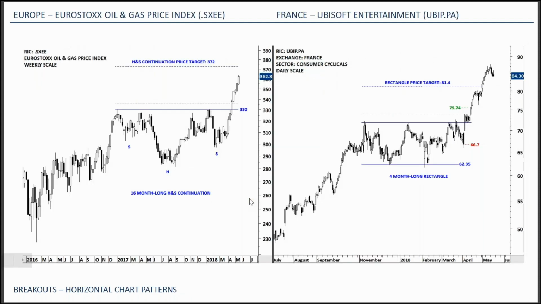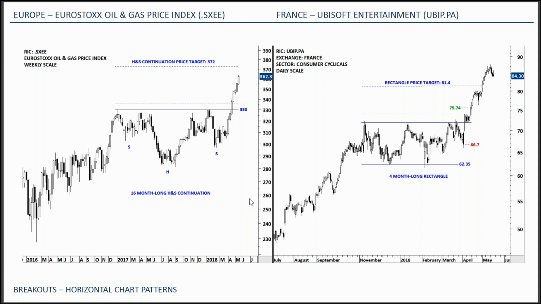Another thing that I have communicated with members over the past year, and I've been more and more selective on this concept, is that chart pattern breakouts from horizontal boundaries have performed better, and these are usually more reliable. On weekly scale price charts, these are easier to identify.